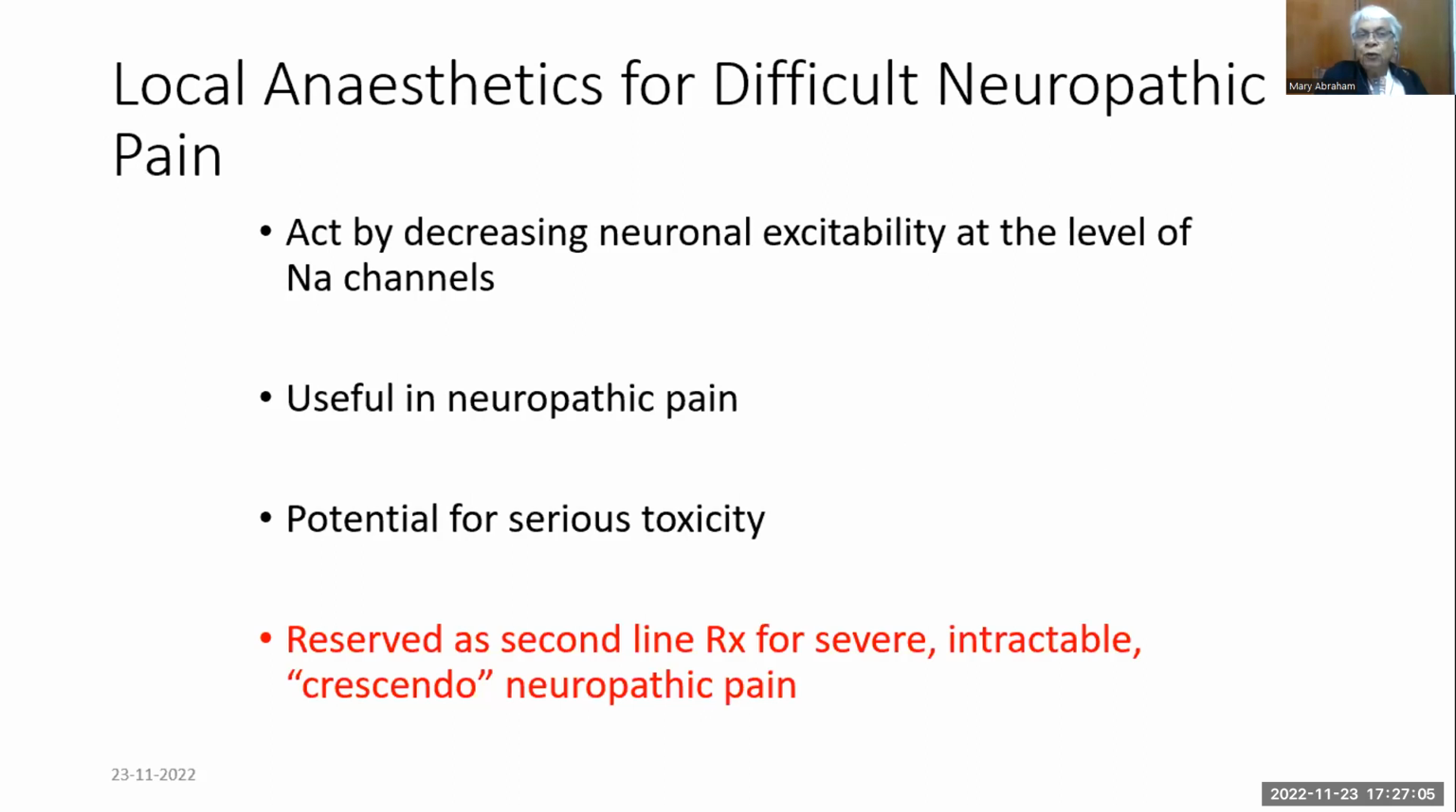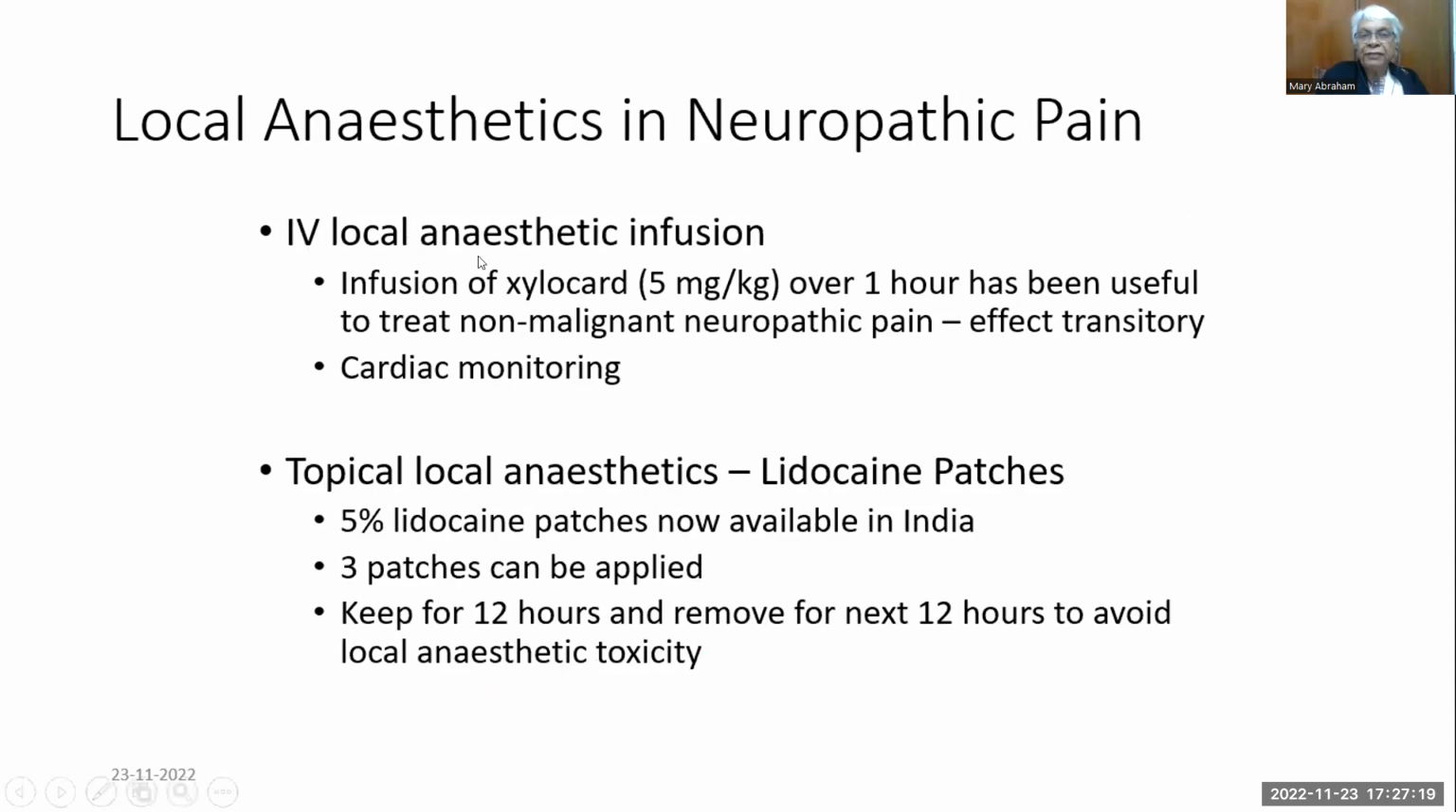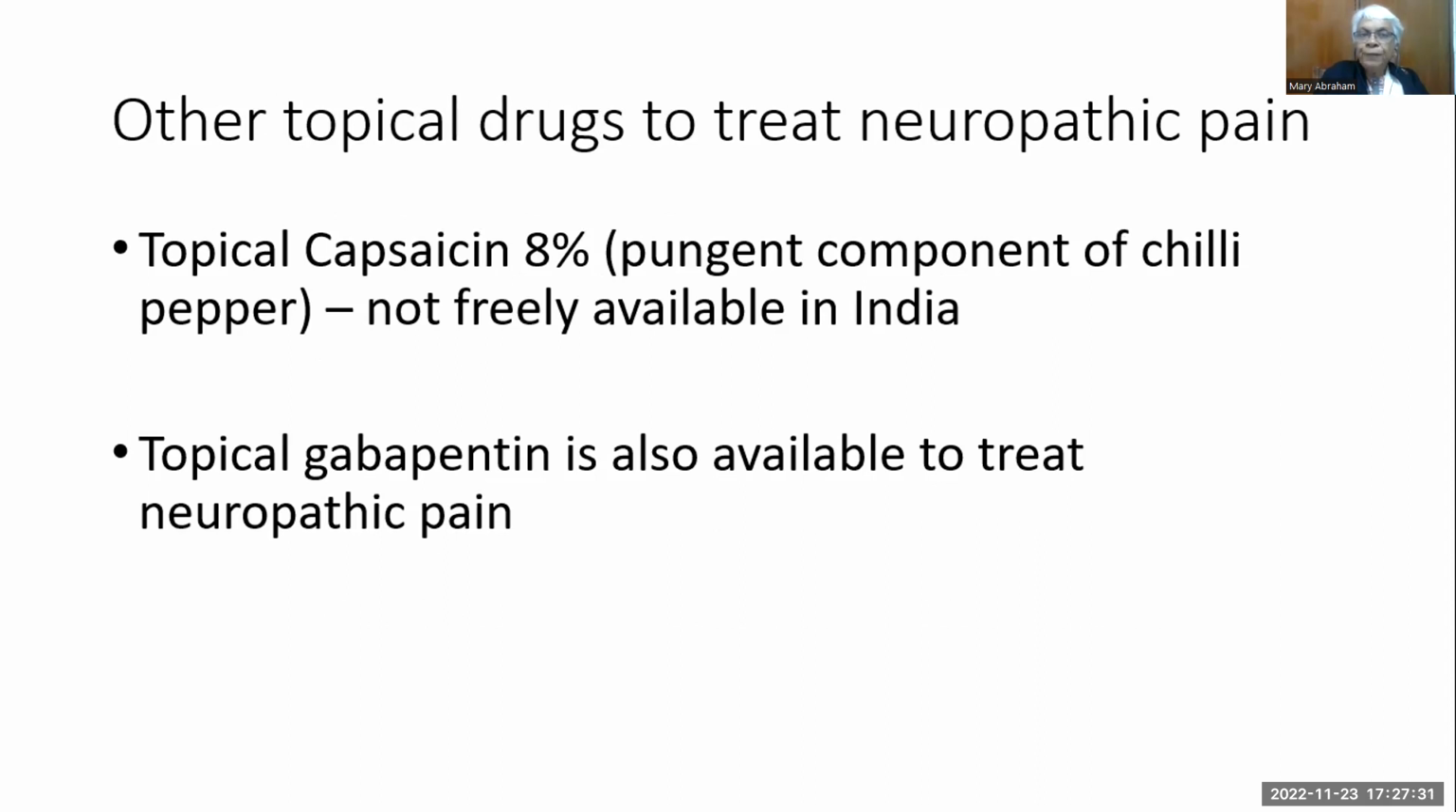and how you manage it. Local anesthetics, another important option to treat severe intractable crescendo type of neuropathic pain. Okay. And I've already mentioned how you give it. You can give it both as a local anesthetic infusion, or you can give it as patches, which are available now in India. Okay. And the other topical drugs that can be given for neuropathic pain are, like I said, capsaicin, but it's not available in India. Topical gabapentin is also available to treat neuropathic pain. The brand name which I use is Arigaba.